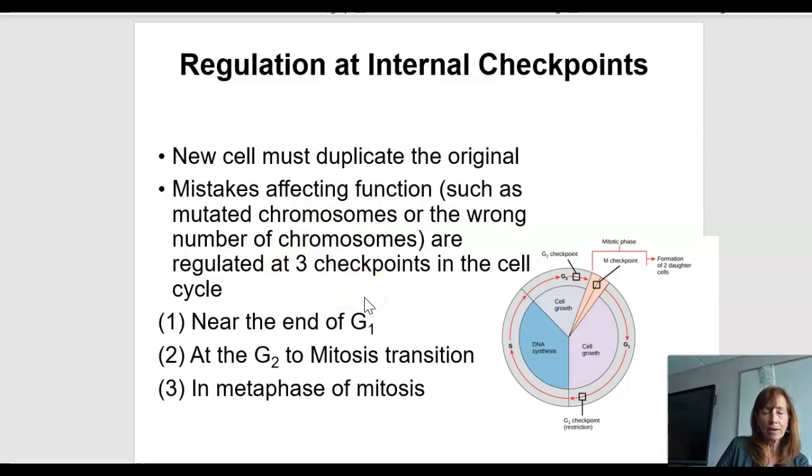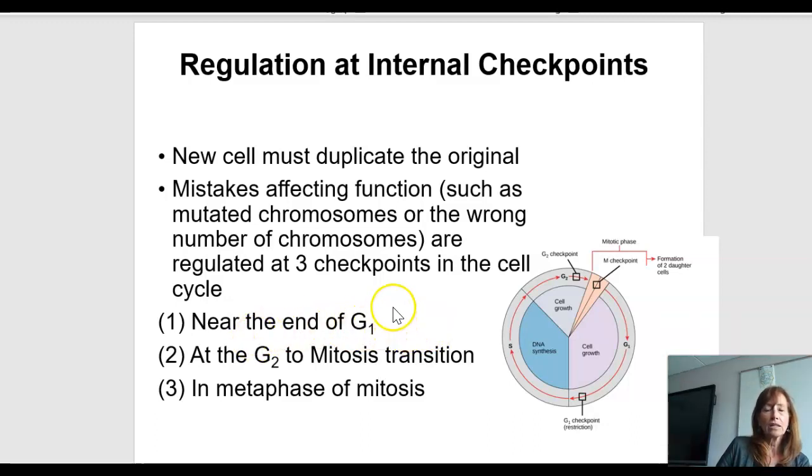Because of the importance of having high fidelity in the offspring cells or the daughter cells, we have a number of built-in regulatory mechanisms to stop a cell, or to check to see if a cell is ready to move on to mitosis. So there are three main ones. These three checkpoints are found, one of them at the end of G1.